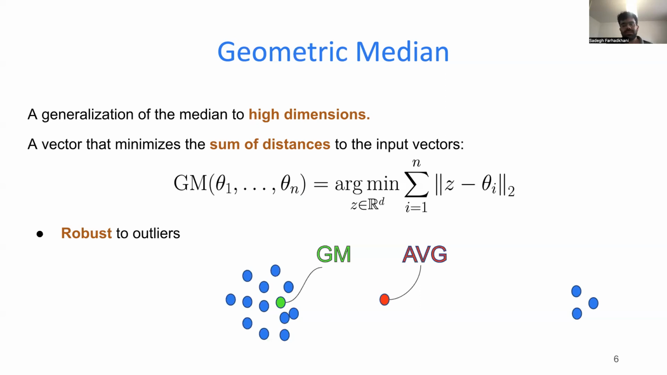As you can see here, if we use the average, the outliers can actually move the output to the right as much as they want. But this is not the case for the geometric median, and the output of the geometric median remains in the region where the majority of vectors are, no matter how far these outliers go.